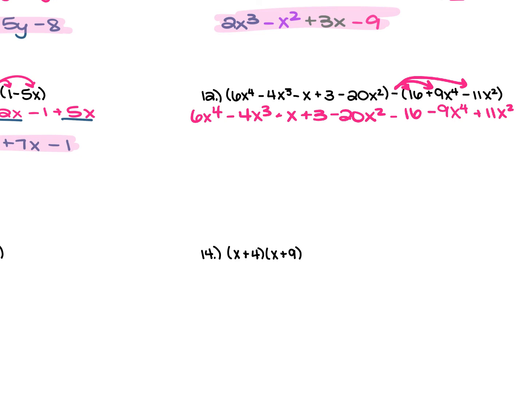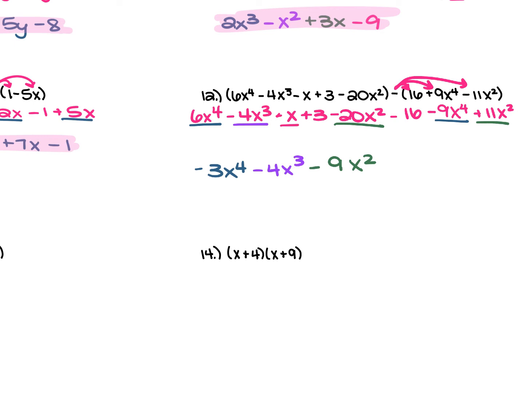Remember, while you're doing this, you need to write your answer in standard form. So we're going to start with the 6x to the fourth and the negative 9x to the fourth, which gives us negative 3x to the fourth. Next, we have negative 4x cubed. That does not match with another x cubed, so we're going to drop it down. Then we have the negative 20x squared and the positive 11x squared, which gives us negative 9x squared.